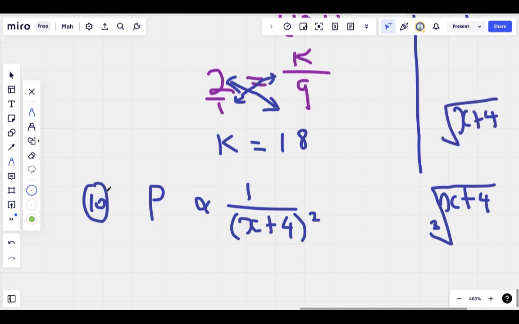If they had said p is inversely proportional to the square root of x plus 4. But the question didn't say that. The question said p is inversely proportional to the square of x plus 4. So it has to be this way.